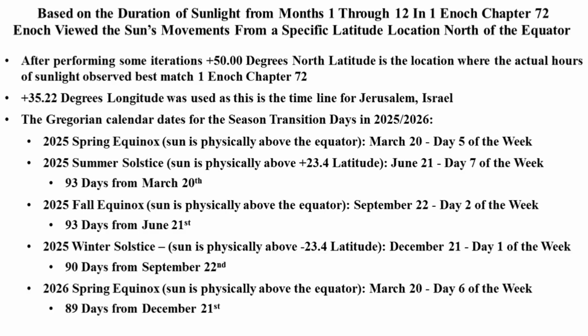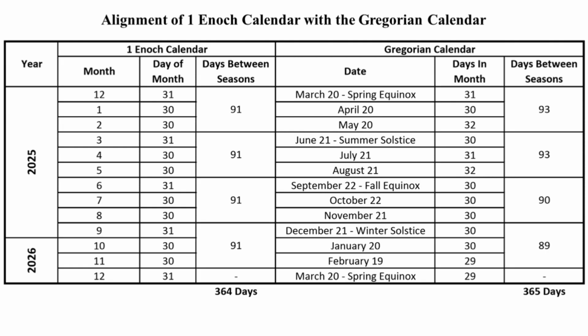Unlike Yahuwah's perfect and complete 364-day calendar, we notice the season transition days are on different days of the week, and the number of days between the season transition dates are 93, 93, 90, and 89, which adds up to 365 days. Alignment of 1st Enoch calendar with the Gregorian calendar.